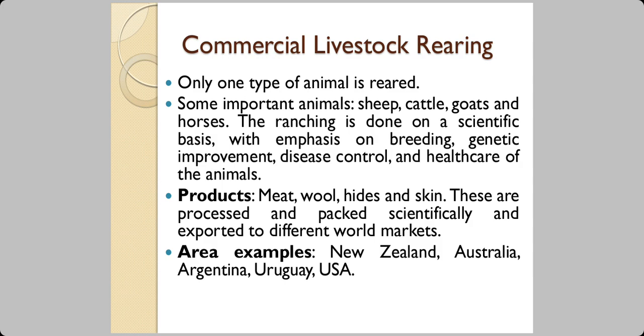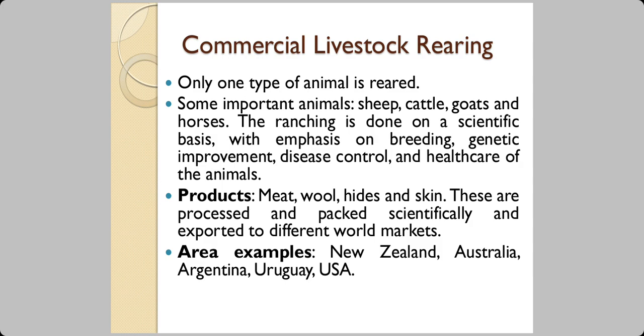The ranching is done on a scientific basis. There is an emphasis on breeding of pedigree. They want to maintain the pedigree and the phenotypical features. They do genetic improvements. They want the animals to be more yielding. They want more yield of milk. They want more yield of meat, and they want the animals to be more resistant to diseases. They want to control the diseases using vaccinations and modern veterinary science methods. And healthcare of the animals is also taken well care of.